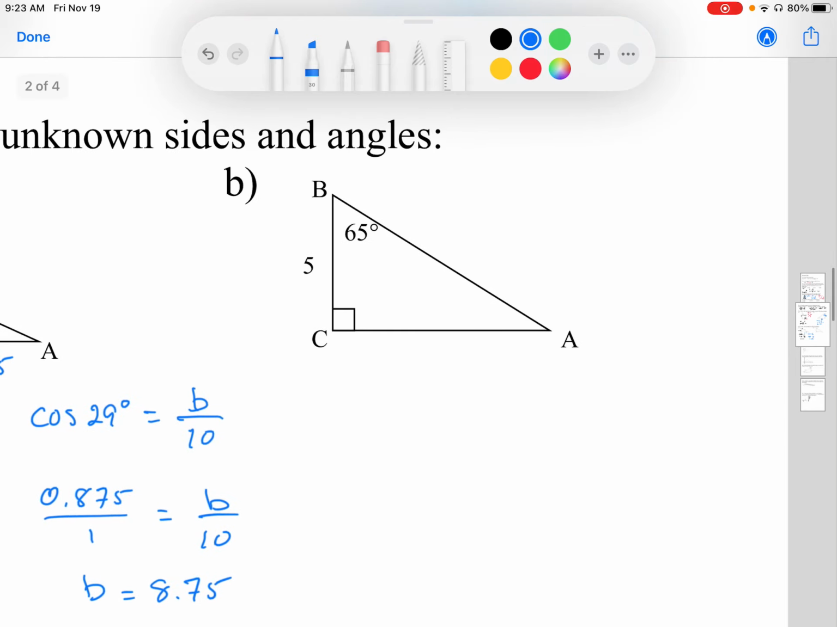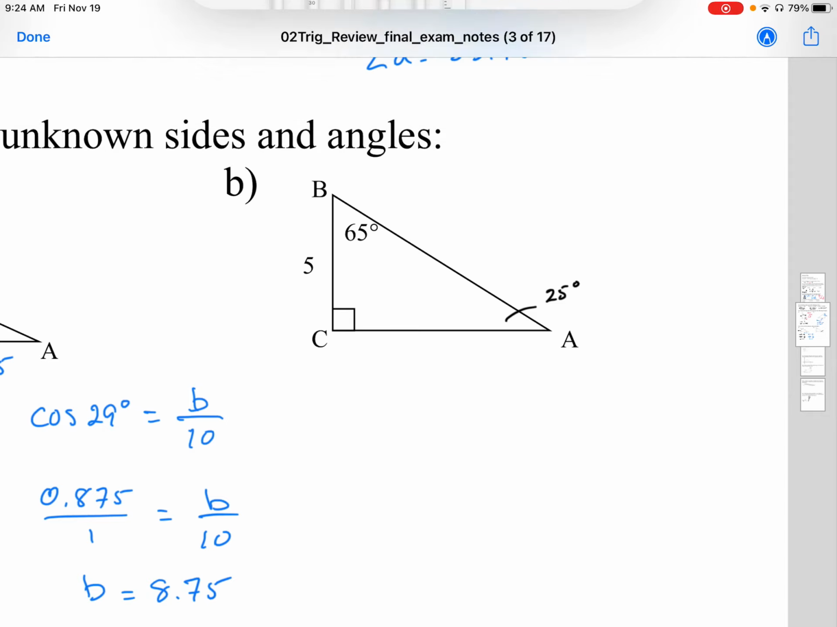So we'll do the same thing for B. We're going to work out the angle first. It is complementary, so it adds up to 90 degrees. So 90 minus 65 gives me the 25 degrees. I have one side. I want to find another side. So I'm going to start with side B. And I can use either angle, but I'm going to use angle 25. And I have opposite, adjacent, TOA. So that's tan.